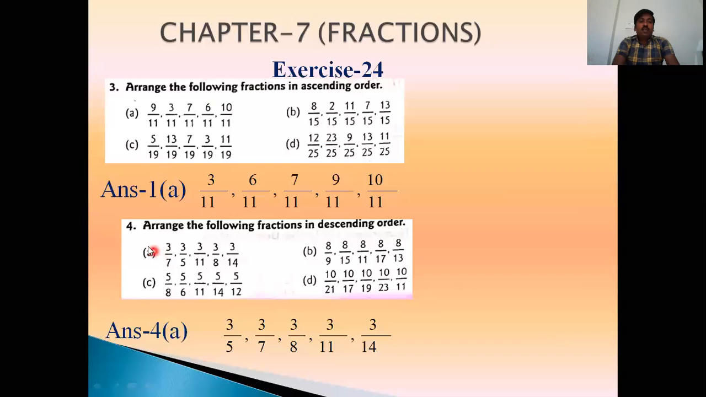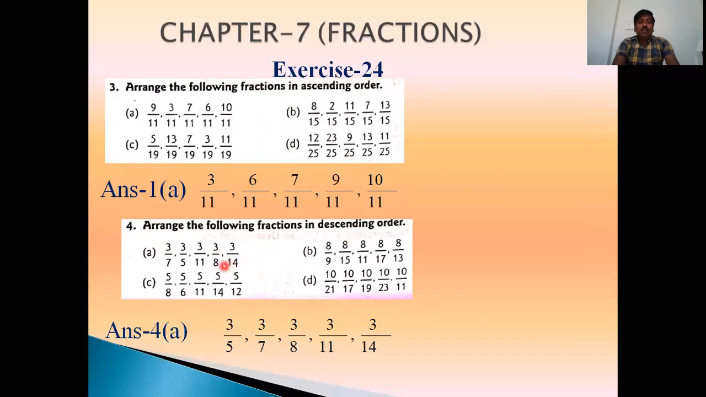Now there is question number 4. Here we see 3 by 5, 3 by 7, 3 by 8, 3 by 11 and 3 by 14. To compare this type of situation in descending order, first we discuss what descending order is. Descending order means the numbers are arranged from greatest to smallest.